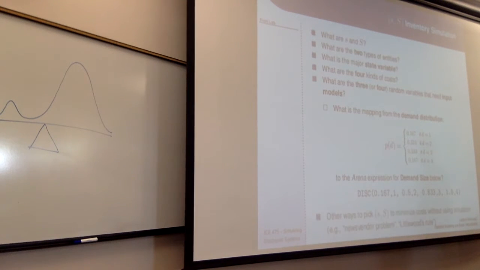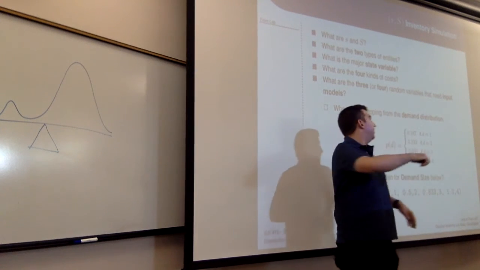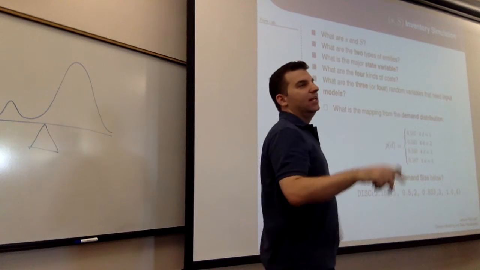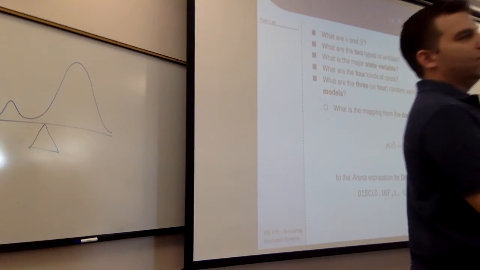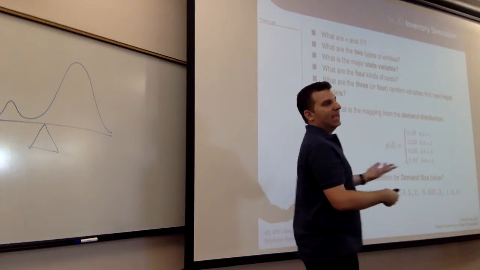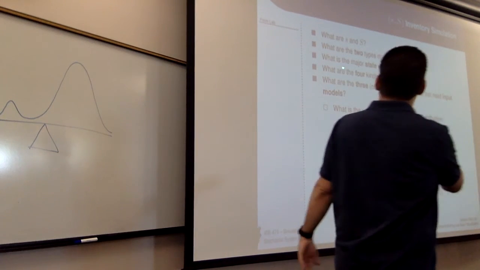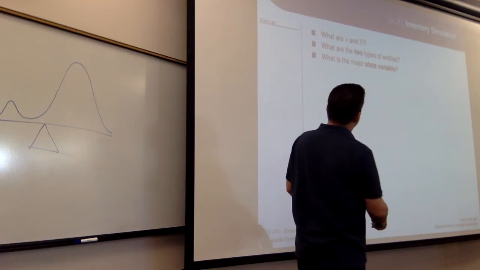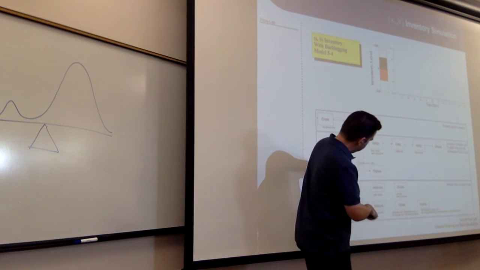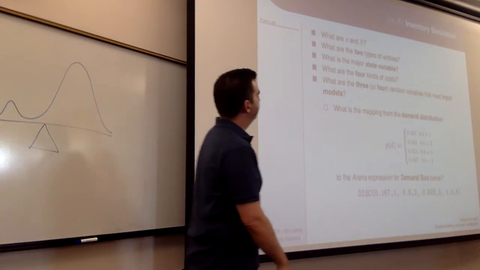If we had more time we would go through this, but the big thing I want to emphasize, because it frequently comes up, is that it'd be good midterm retake practice to be able to answer these questions. What are the 2 types of entities? There are 2: the inventory evaluator as well as the customer. One is the major state variable, in that case the inventory level. One of the 4 kinds of costs, and those are listed under these expressions. And so on.